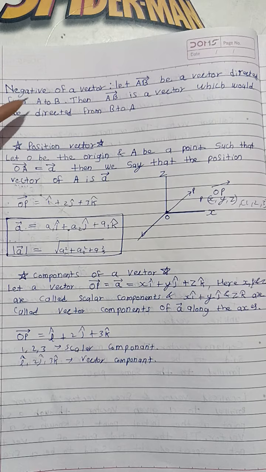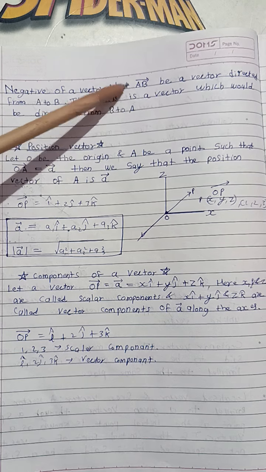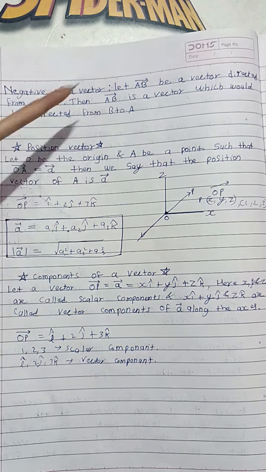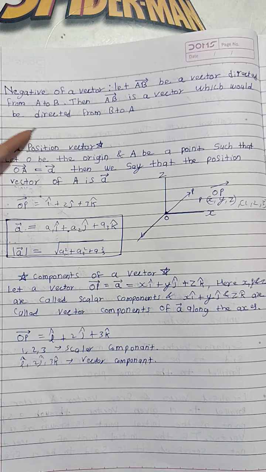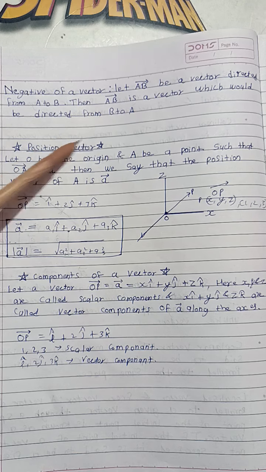Next type of vector is the negative of a vector. Let vector AB be a vector directed from A to B, then vector BA is a vector which would be directed from B to A.